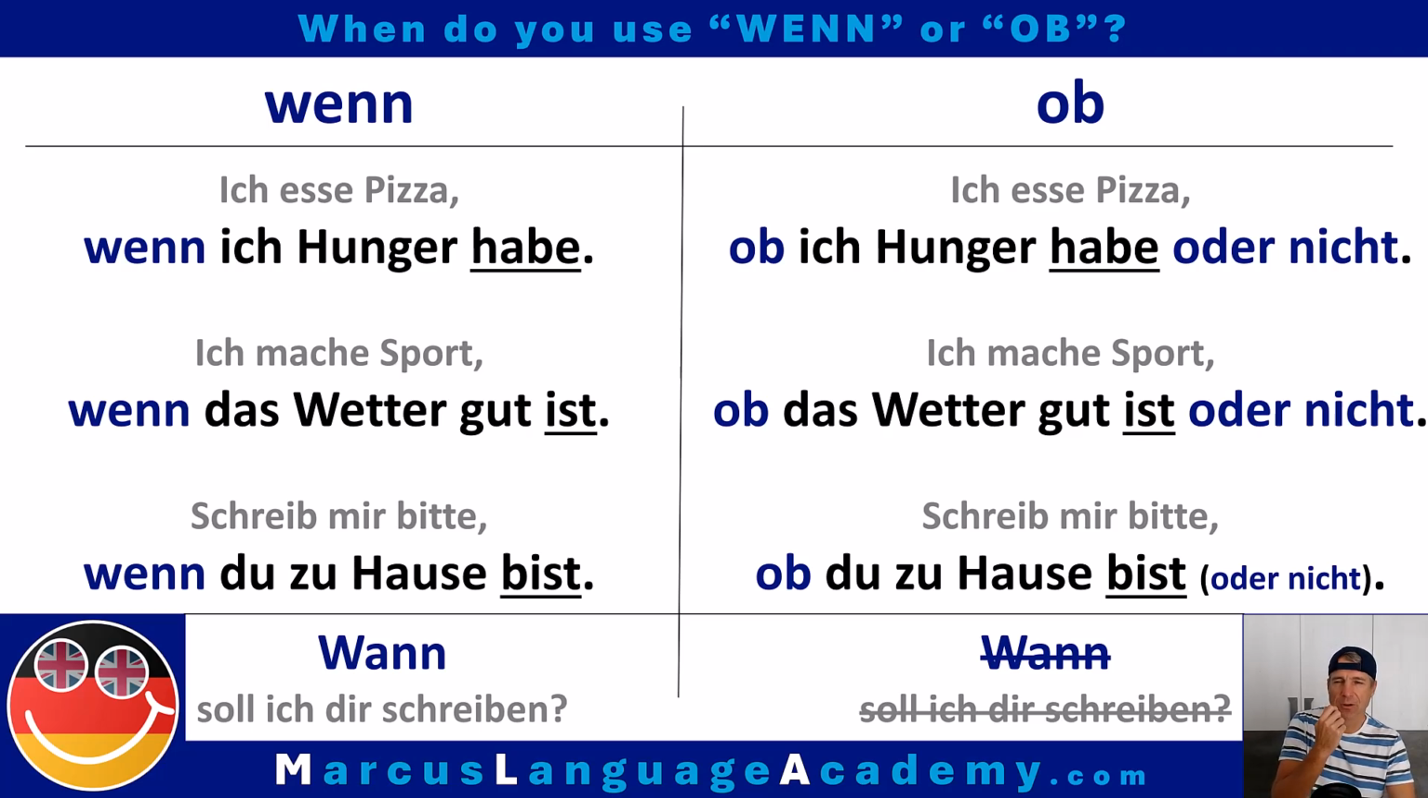So the three important things are here. First, wenn in German you can translate to when in English, and ob you can translate with if. Always remember, wenn and ob introduce sub-sentences, so the verb goes to the end. We use ob when we can add oder nicht, so we can add the negation. And we use wenn when we can ask for this information with wann. So this is the overview of when to use wenn or ob.